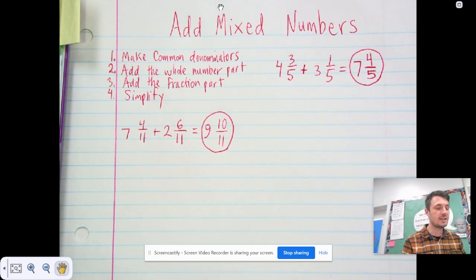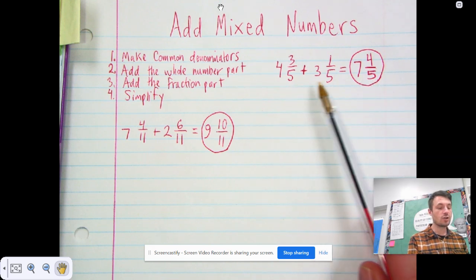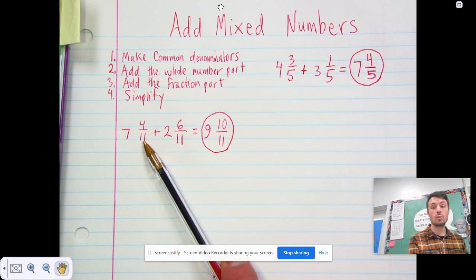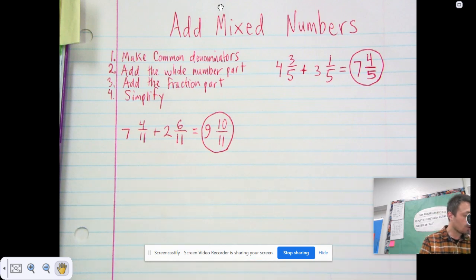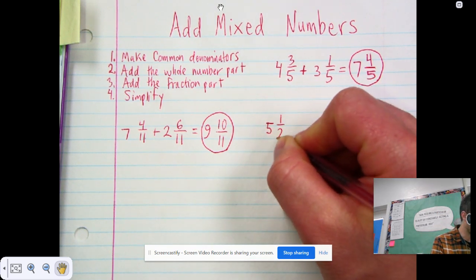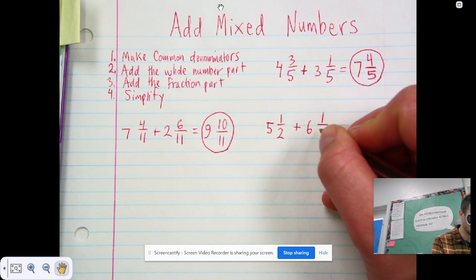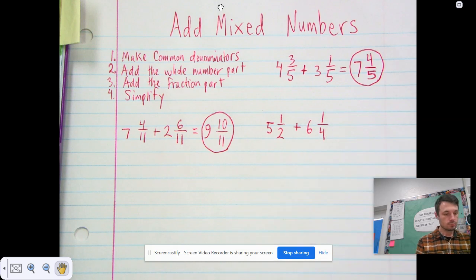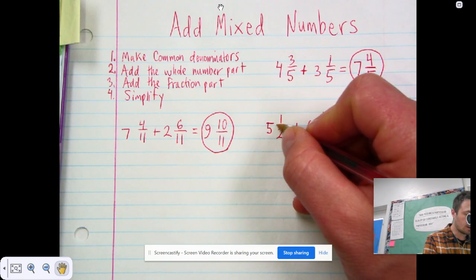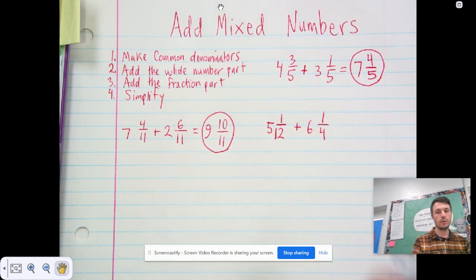Those were both pretty easy because the answers didn't have to be simplified and because the fraction part of both of the addends were like fractions. Let's try one that's a little bit harder now. Let's say we have 5 1/12 plus 6 1/4. Whoops, I accidentally wrote 1/2. It's supposed to be 1/12. 5 and 1/12 plus 6 and 1/4.